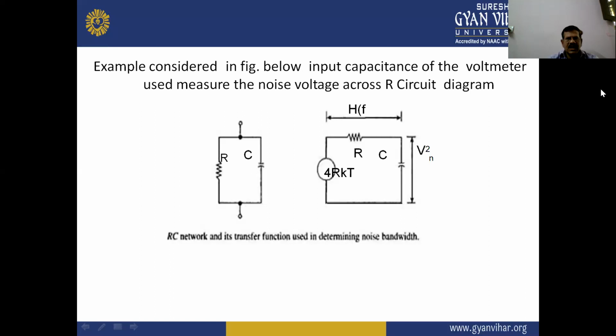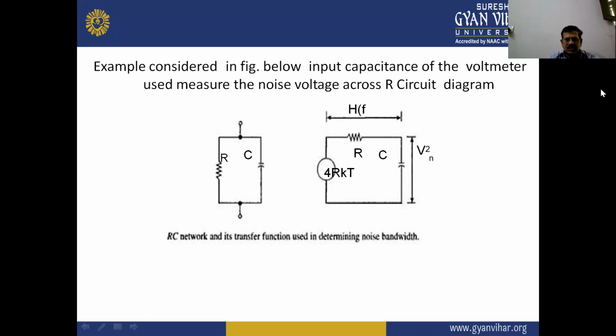So we consider an example in the figure below: the input capacitance of the voltmeter used to measure the noise voltage across our circuit diagram. So this is the RC network and transfer function used for determining noise bandwidth in this diagram.